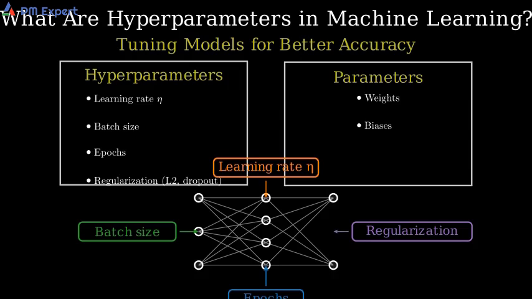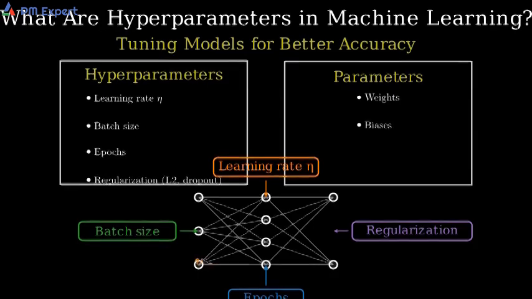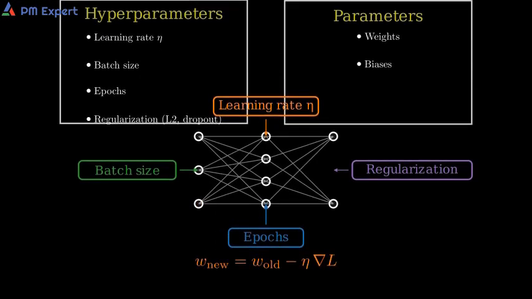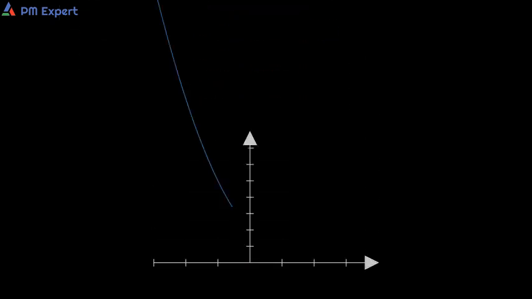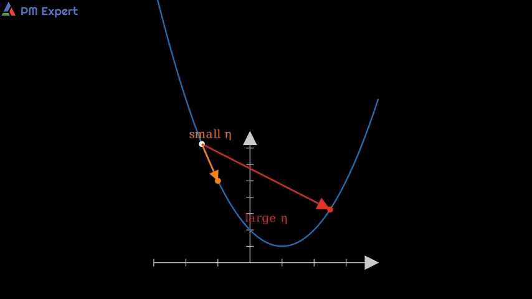Regularization helps prevent overfitting. Learning rate, ETA, sets the size of each step down the loss hill. The basic update rule is W new equals W old minus ETA times the gradient of the loss. Here is a simple loss landscape. We will show 2 learning rates, a small one that moves carefully and a large one that may overshoot.